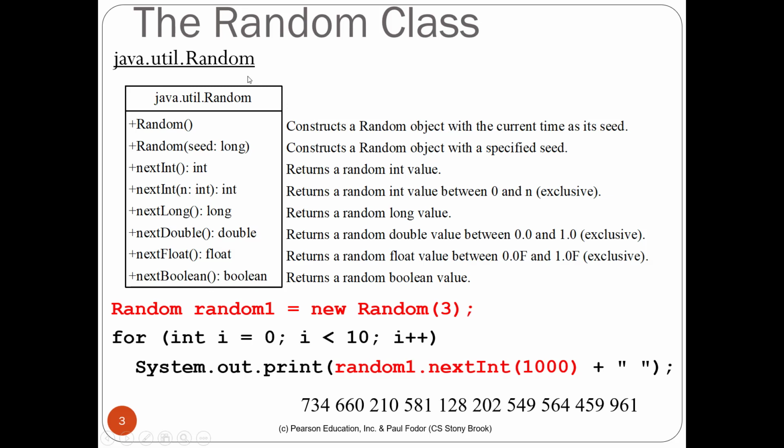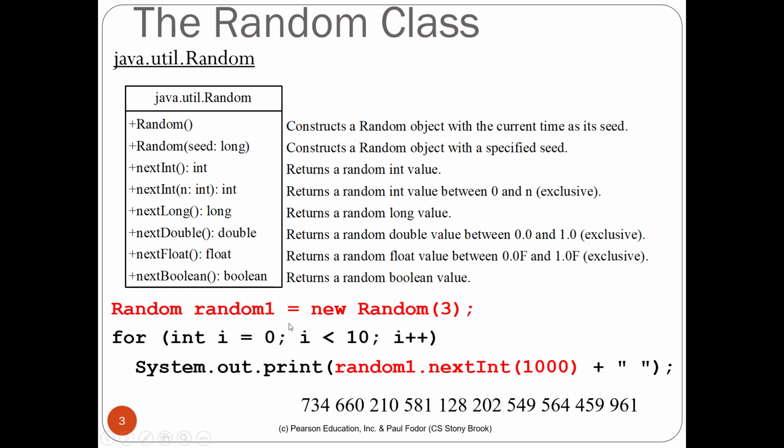Here we have the Random class. These are the two constructors we already checked. For nextInt, we tried it with no argument, and then with an argument like 100. You can experiment, and similarly you can try the remaining methods also. Okay, and yeah, please do that.